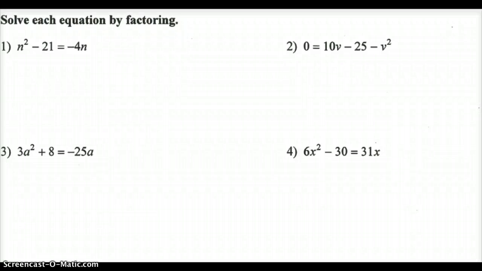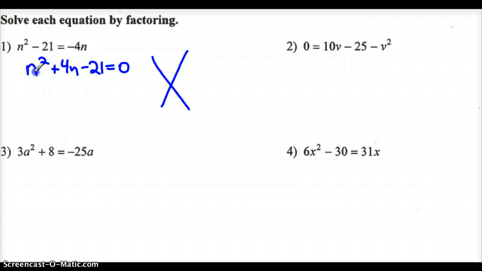First step here, get everything over onto one side, in this case to the left. So an equation here, we can do this where this times that is negative 21. Middle term is 4. Factors of 21 that subtract to 4 would be 7 and 3.